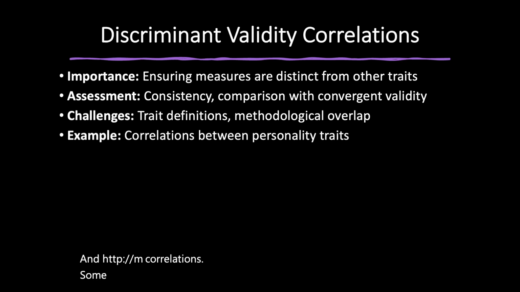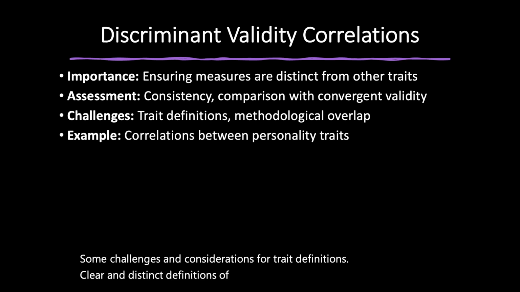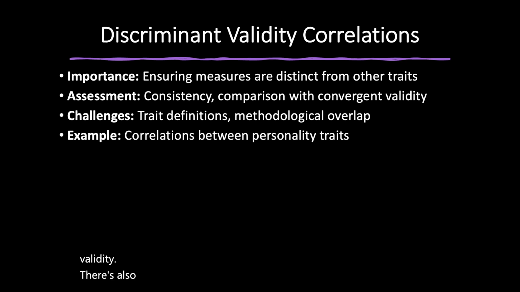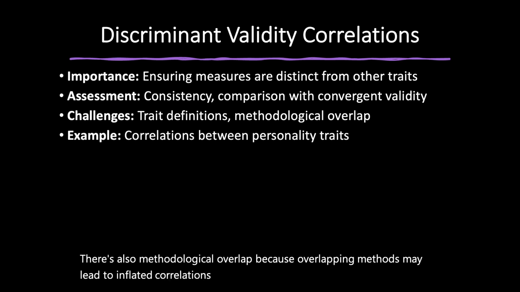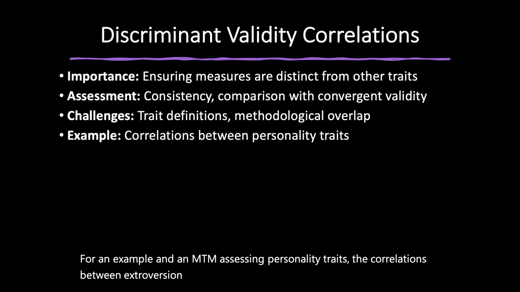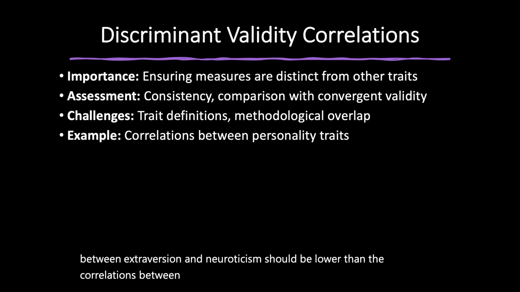Some challenges and considerations for trait definitions. Clear and distinct definitions of traits are essential to observe discriminant validity. There's also methodological overlap because overlapping methods may lead to inflated correlations, which challenges discriminant validity. For example, in an MTMM assessing personality traits, the correlations between extroversion and neuroticism should be lower than the correlations between different methods of measuring extroversion.